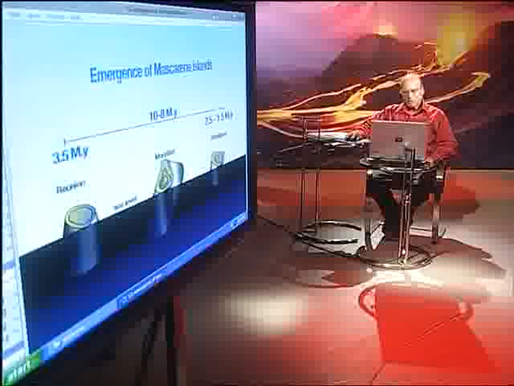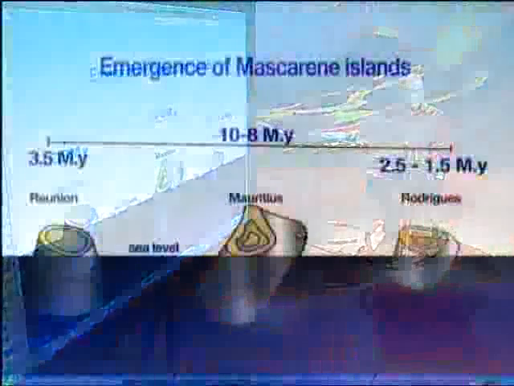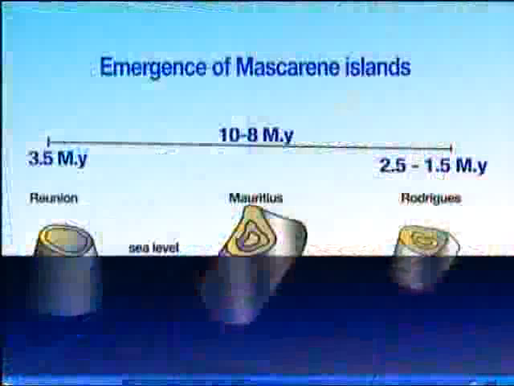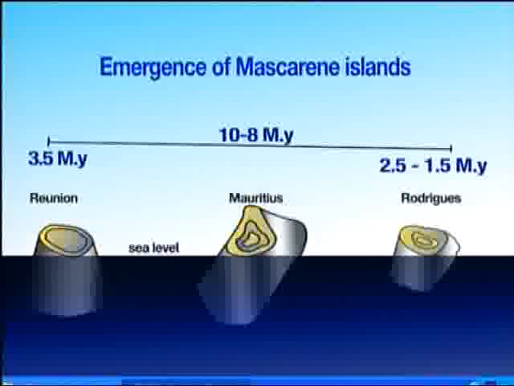We now come to our region, the Mascarene Islands. This diagram illustrates the emergence of the Mascarene Islands. As you can see here, Réunion Island, Mauritius, and Rodrigues are not connected. They are not interconnected from the geophysical point of view. All the three islands are located on their own pedestal, on their own platform.